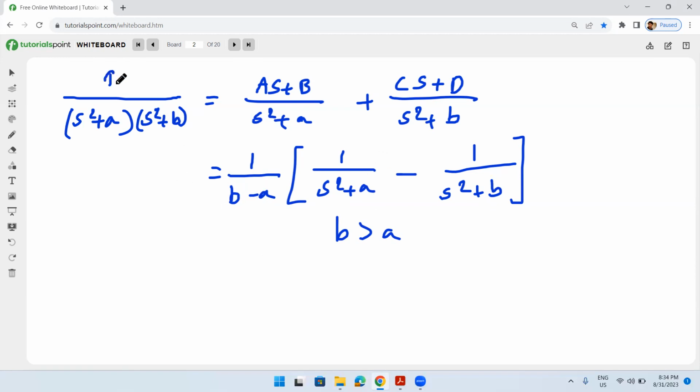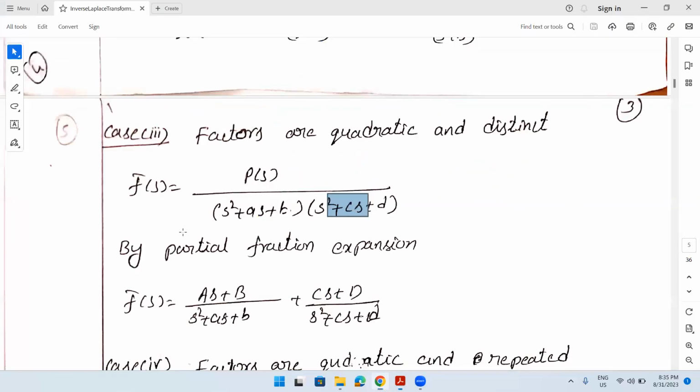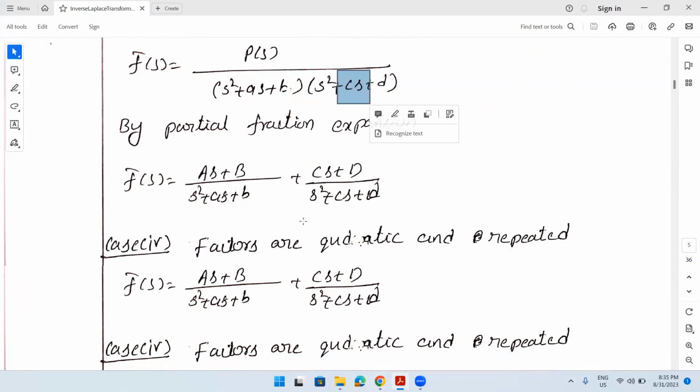Suppose the numerator is S, here also we put S. If the numerator is a constant, we write whatever the numerator is in both places; it can be a constant or a function of S, like S cube or S square. Suppose it is 2S, here also we write 2S, and here also. This is the shortcut, and it is possible only if the middle one, that is the coefficient of S, is not there.